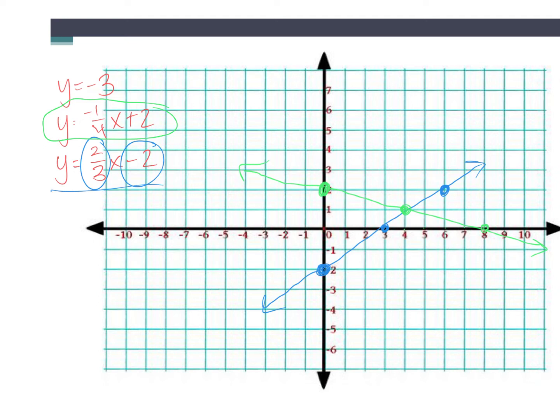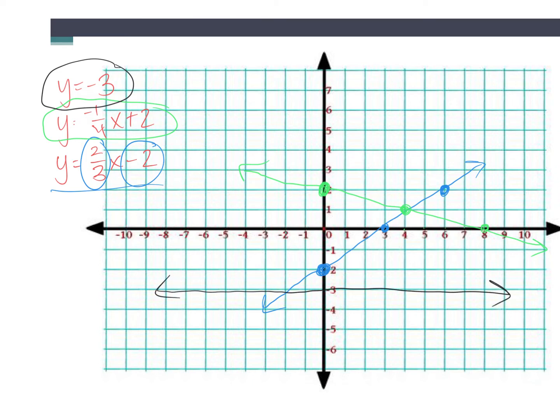And lastly, the one that will confuse you guys until you're seniors in high school. When y equals a number, what kind of line do I get? Ronnie? Do you know the name for that? Horizontal. Very good. It's a horizontal line. And it's going to go through the point (0, -3).